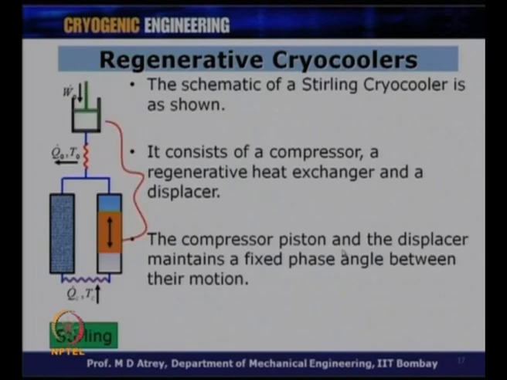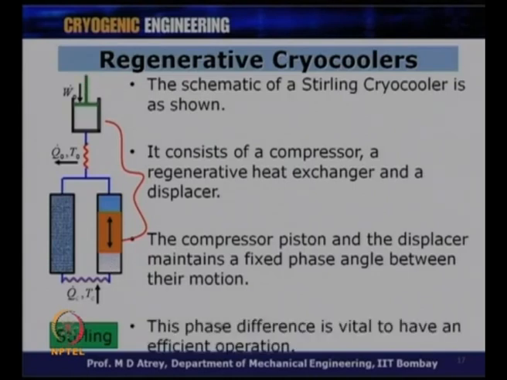The compressor piston and the displacer maintain a fixed phase angle between their motion. This red line shows the relationship between the compressor piston and the displacer. This is a very important design aspect. If they are in phase, they will not produce any cooling effect. Therefore, a correctly maintained fixed phase angle between the motion of the piston and the displacer is part of your design parameters, which will produce cooling at this point. This phase difference is vital to have an efficient operation.